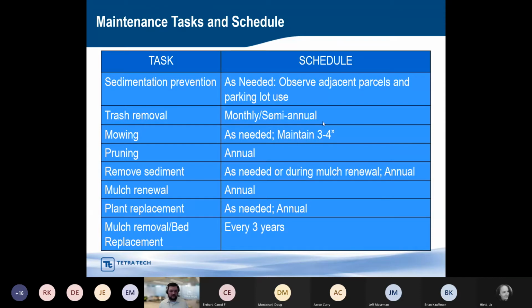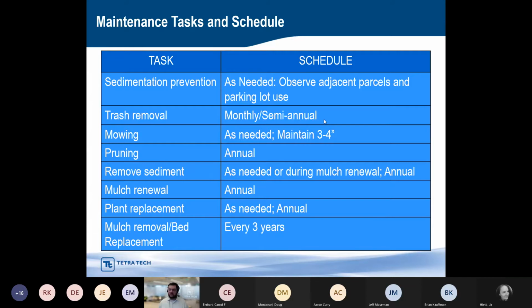I think you could go even 6 months to a year on removing sediment from some of the pretreatment. And then if it's something like a wet pond, you may be able to go even 10 to 15 years without having to dredge those wet ponds. But those are things that we do need to keep inspecting, keep an eye on.